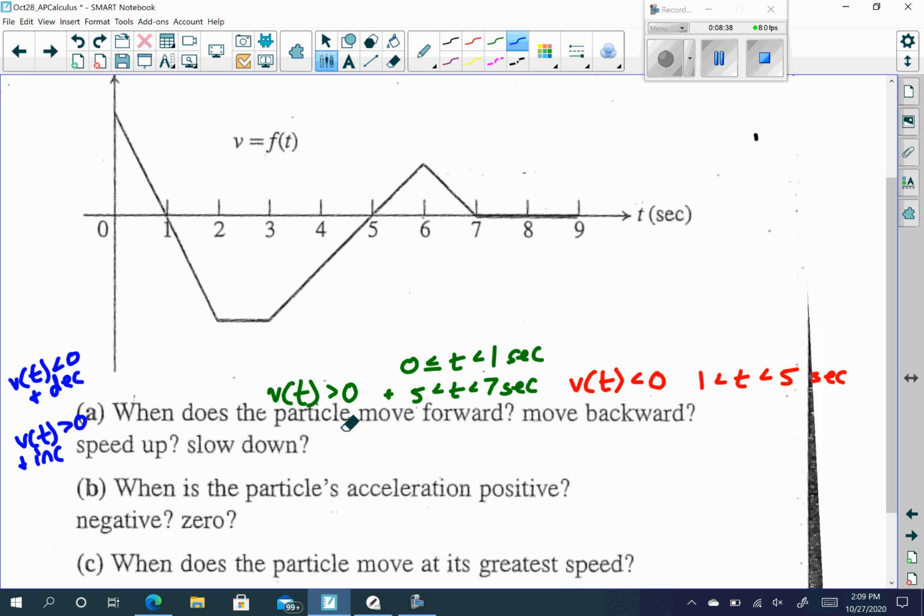All right, so speeding up, where velocity is negative and decreasing, so that is from 1 to 2. Between 3 to 5, we're negative, but we're increasing, so it's also between 5 and 6.